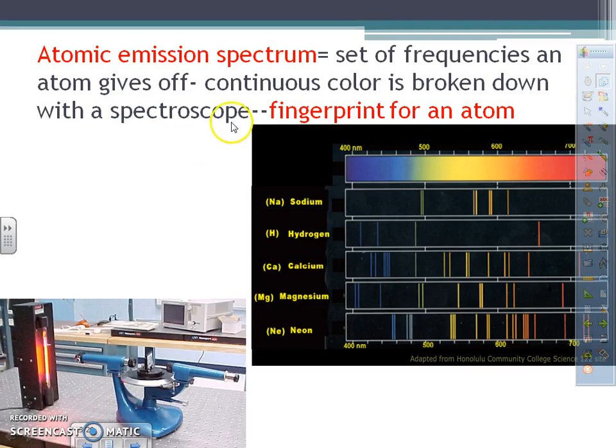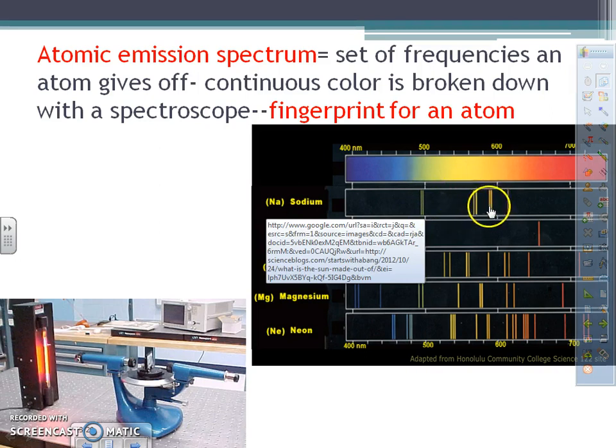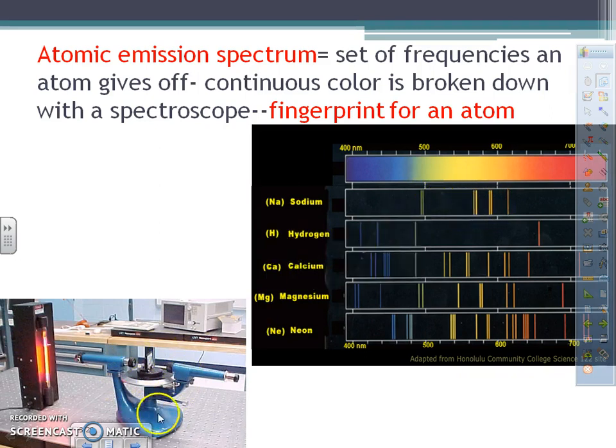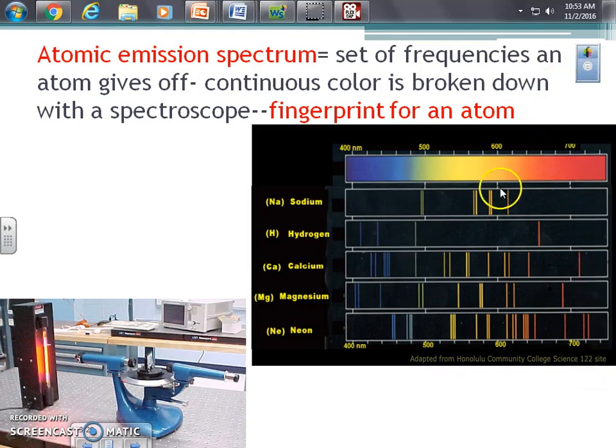Okay, so what is atomic emission spectrum? Our eyes see a continuous color, like we see orange, or we see yellow, or we see red. We don't see all of the frequencies that make up that color. We see one continuous color. A spectroscope can break down that continuous color into discrete bands of different frequencies.